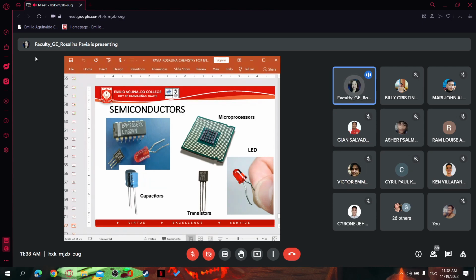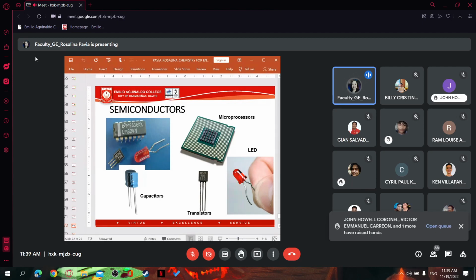Bago magkaroon ng LED, meron din tayong LCD. Anong ibig sabihin ng LCD? Diba, yung mga unang lumabas na TV, what is LCD? Mr. Coronel. Mr. Coronel, ano ang LCD?